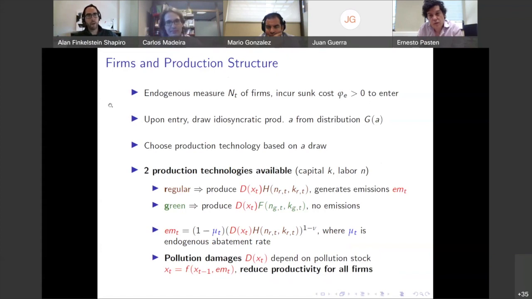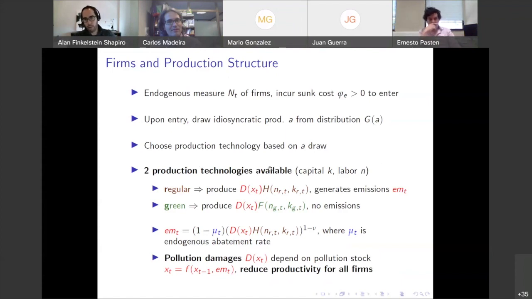Okay. So in terms of the production structure, and again, we're going to have an endogenous measure N_t of firms, and they face this sunk cost phi_E that's obviously positive in order to be able to enter. Once they enter, they draw this idiosyncratic productivity A from a given distribution, and that's when they get to choose which technology they end up using to produce.